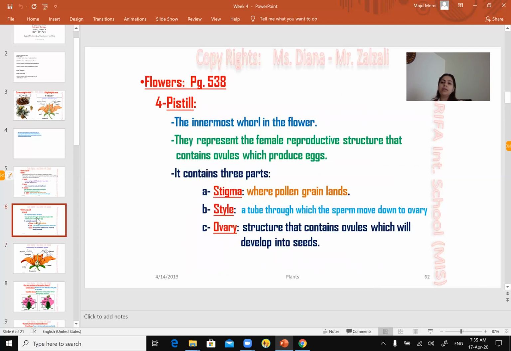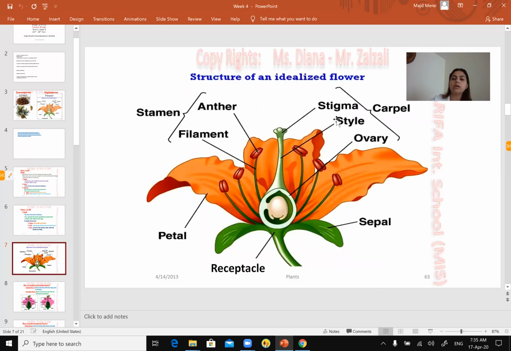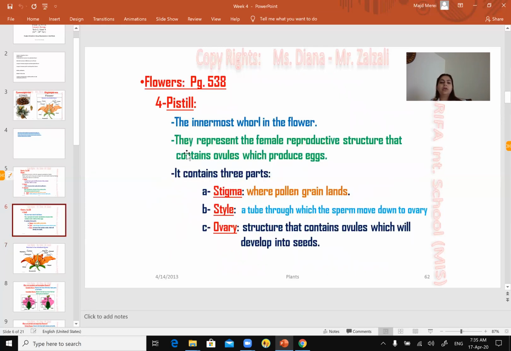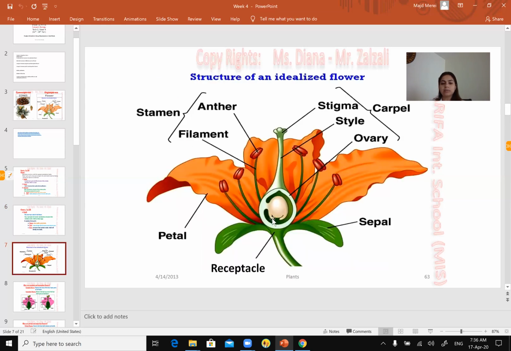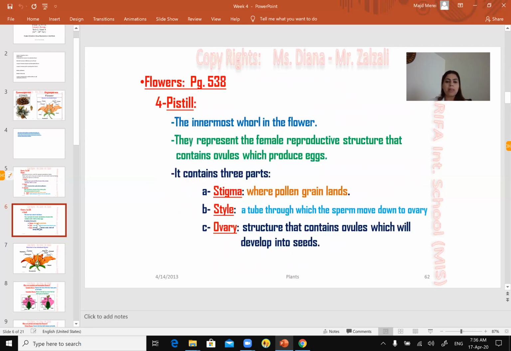The 4th part, the innermost part, is the female reproductive part, which is pistil, or it has another name. As I told you, it is called carpel. Pistil or carpel. They represent the female reproductive structure that contains what? Ovules. Inside the ovules, there are eggs. And we'll discuss this later on in detail next week when you will learn double fertilization.